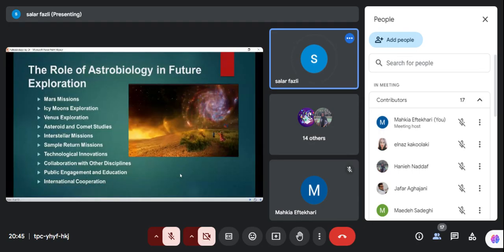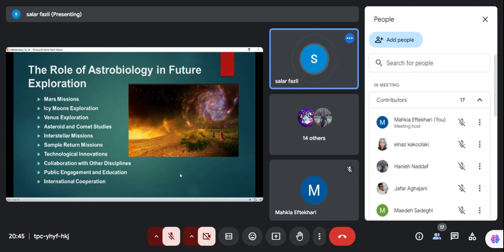Okay, so we shall continue with this topic. Astrobiology plays a crucial role in shaping future exploration missions. Some key aspects include these key aspects that you can see. I'm going to pass through them one by one for you.